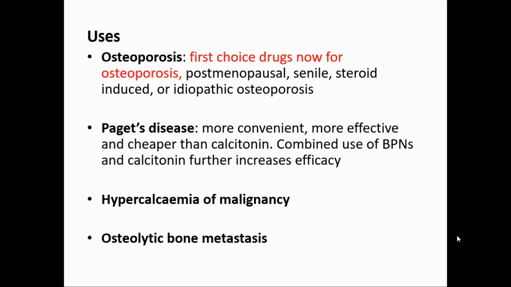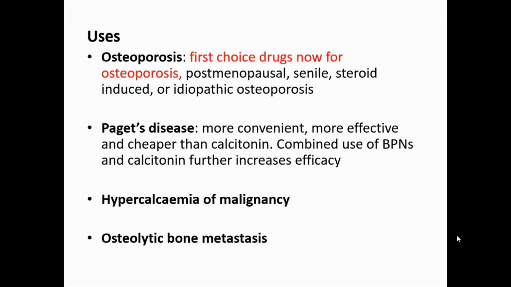Similarly, hypercalcemia of malignancy, which occurs in cancer patients, in which there is resorption of the bone leading to an increase in the calcium level in the blood. So they are also given in the treatment of hypercalcemia of malignancy. For the treatment of hypercalcemia of malignancy, calcitonin can also be used, but the better drug is the bisphosphonates.